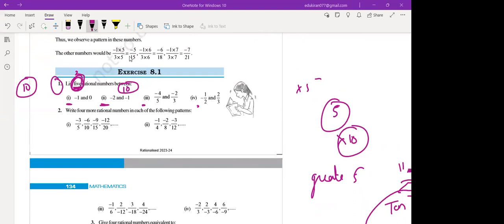Yes, Tashin. Ma'am, I got minus 19 divided by 1, minus 18 divided by 1, minus 17 divided by 1, and so on. How? Ma'am, you told me to divide it by 10. Not divide, multiply. Sorry, ma'am, multiply.